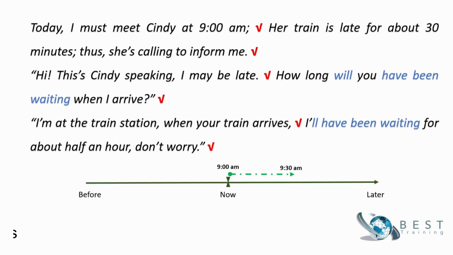Today, I must meet Cindy at 9 a.m. Today, I've arranged an appointment with Cindy at 9 a.m. at the train station. Unfortunately, her train is late by about 30 minutes. Thus, she's calling to inform me. Oh, my phone is ringing. That's Cindy. I will answer.